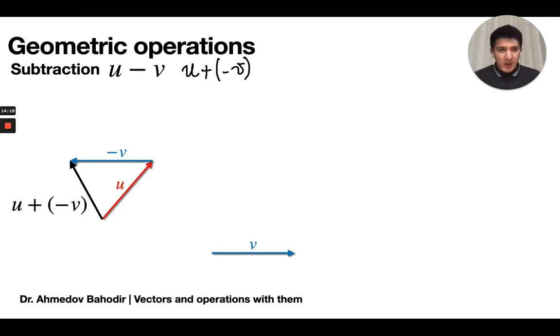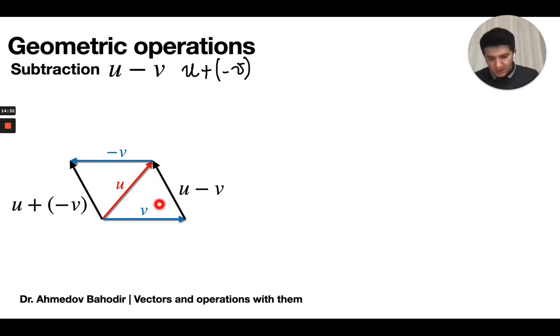If you have two vectors, u and v, and you would like to subtract one of them from the other, we are going to just put both of them at the same point, to start from the same point. Then we're going to just connect the ending points. And you see, this black vector here is the same as this black vector, right? So both of these ways are valid to subtract the vectors.